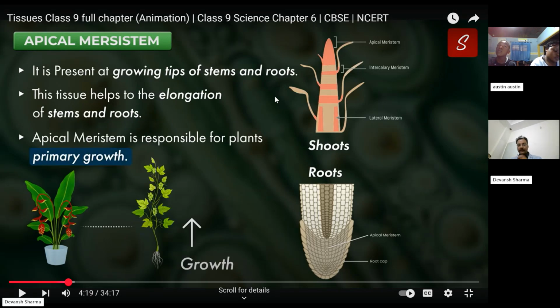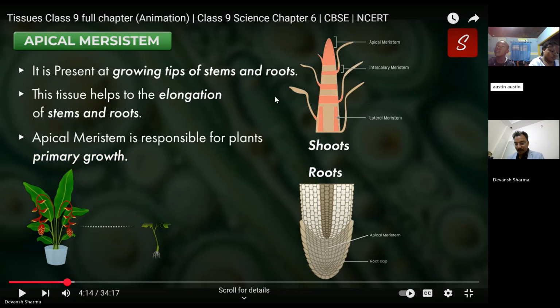There are two types of growth in plants. One is primary growth and the second one is secondary growth. So the apical meristem helps in the primary growth of the plant. Yes, sir. Now you have understood this.